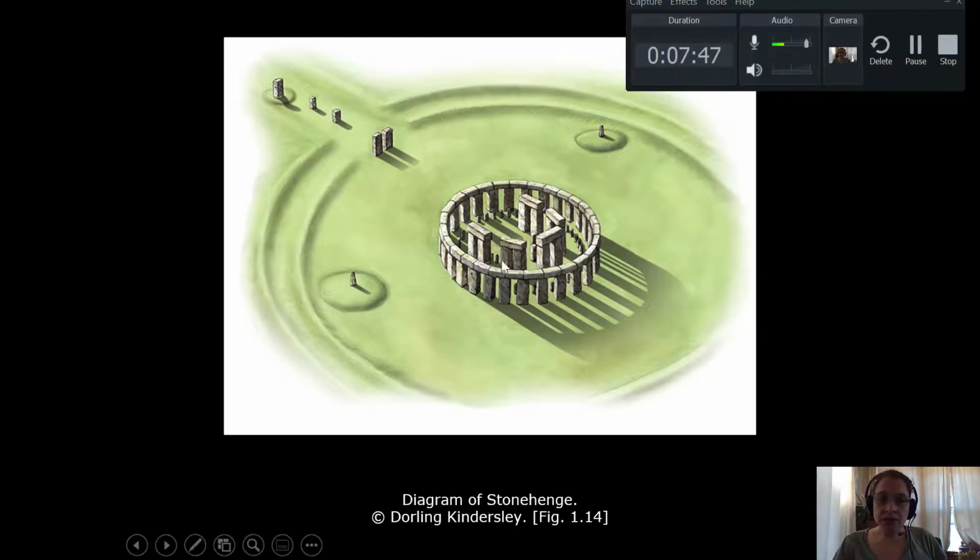The inner circle is made out of a blue stone that was quarried, or taken, more than 150 miles away in Wales. So it's quite amazing that these people, without wheels, cars, things like this, were able to actually get these stones here because they weigh so much, tons. I mean, we're talking tons.